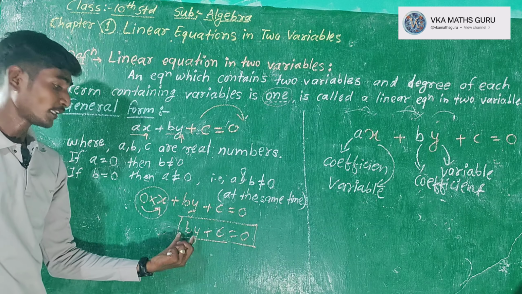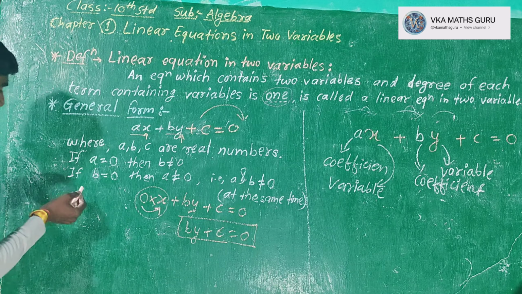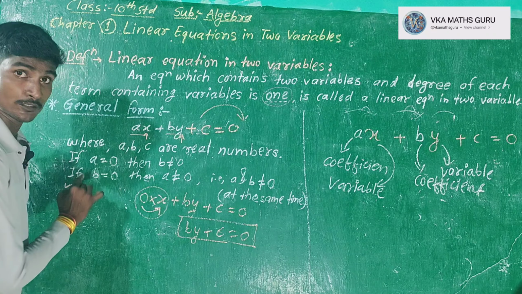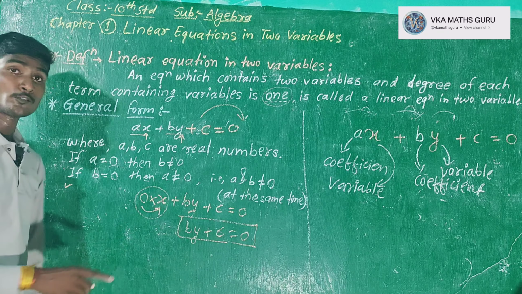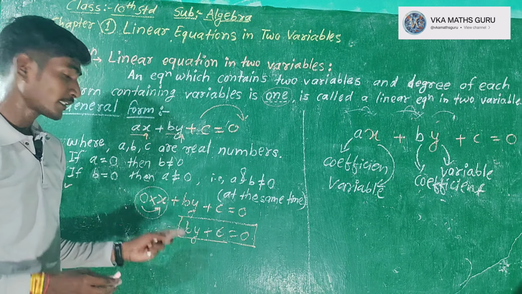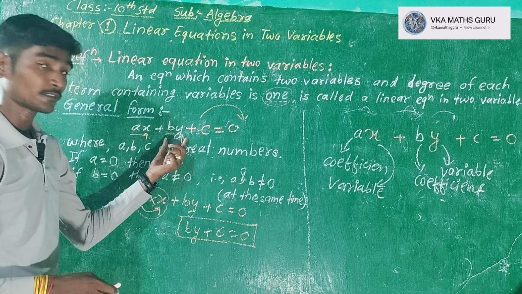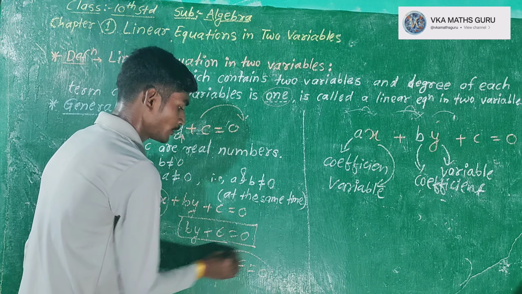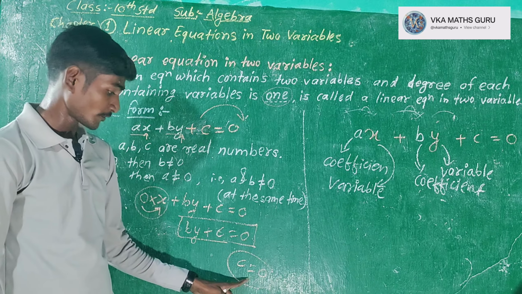Why? Because here the x coefficient is 0. Another condition is, if b is equal to 0, then a is not equal to 0. If you take the value of a and b as 0 in the general form, then we will get only c is equal to 0. So simply we see there is no variable. That's why this is not a linear equation.